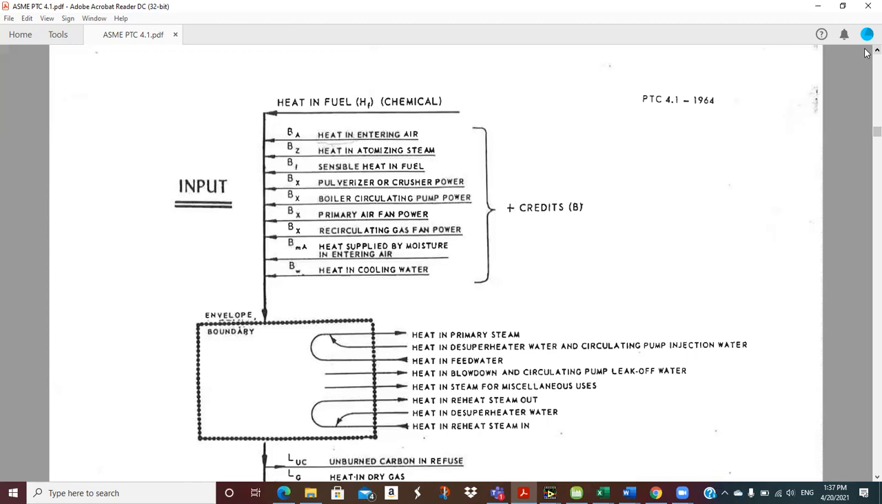Are you doing flue gas recirculation? You may not be doing that, so that could drop out. You don't necessarily have all of these on every boiler, but it's certainly a possibility.